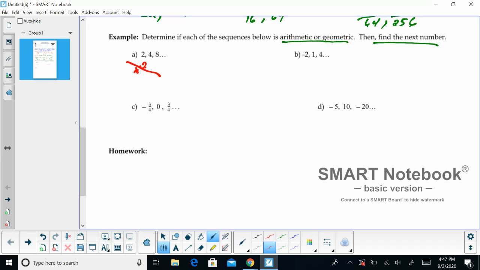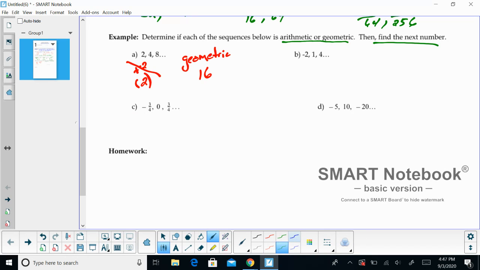Is there a way I can multiply, a geometric sequence? Well, if I multiply 2 times 2, that would give me 4. And 2 times 4 is 8. So yeah, this is a geometric. And the next one would be 8 times 2, which is 16.